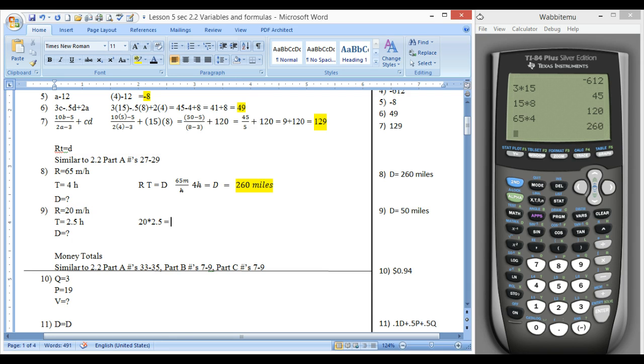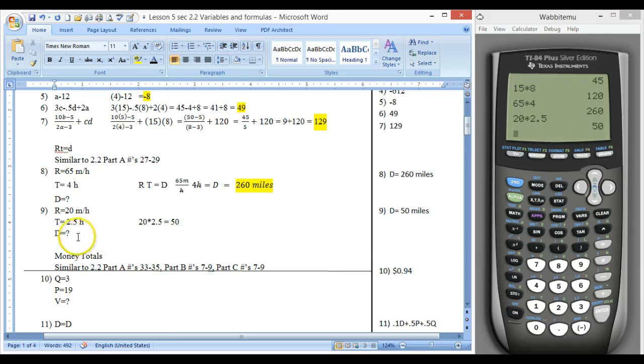20 times 2.5, that's 2 20s and half of a 20. 2 20s is 40. Half of a 20 is 10, so that should give me 50. If you don't want to do that one in your head, 20 times 2.5, 50. There we go.